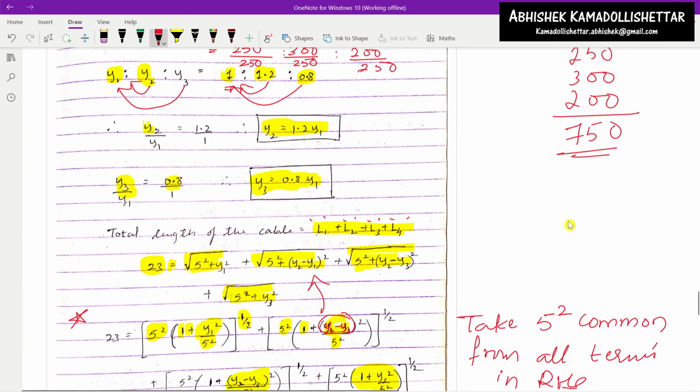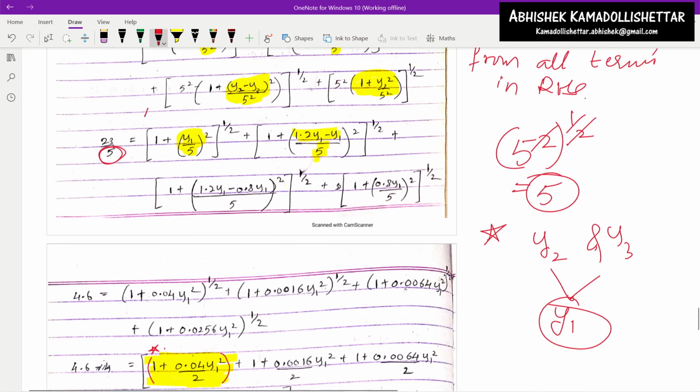So you already know that y2 is 1.2 times y1 and y3 is 0.80 times y1. So the two values have been written everywhere. The same thing is being done. Wherever you find y2 and y3, replace that with the respective y1s. Okay, next step is calculate. Everything is done. Now you need to calculate the 1 by phi the whole square value.